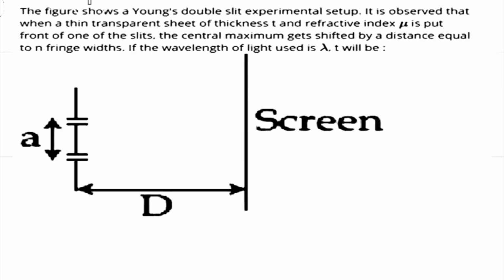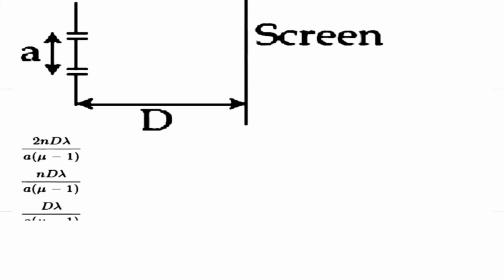Hello, the problem states that the figure shows a Young's double slit experiment setup. It is observed that when a thin transparent sheet of thickness T and refractive index mu is put in front of one of the slits, the central maxima gets shifted by a distance equal to n fringe width. Now, if the wavelength of the light used is lambda, then T will be what?